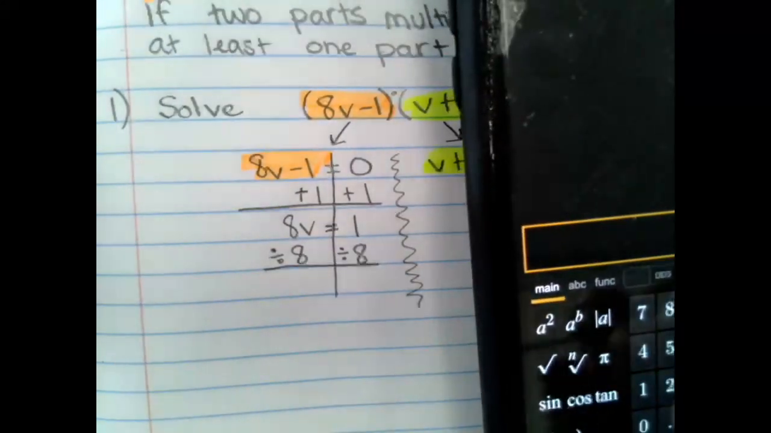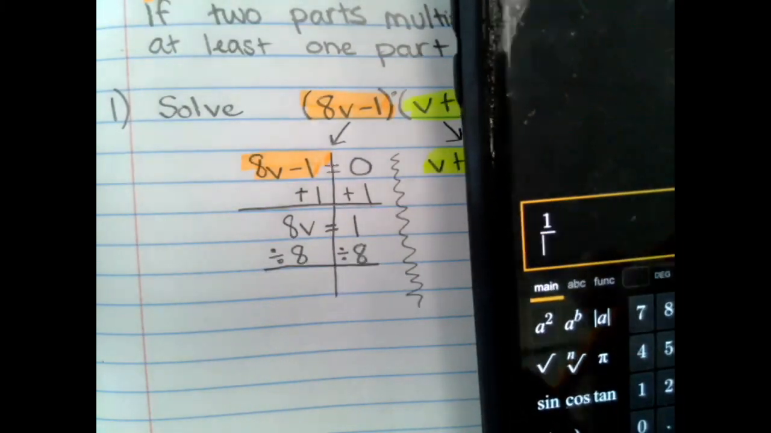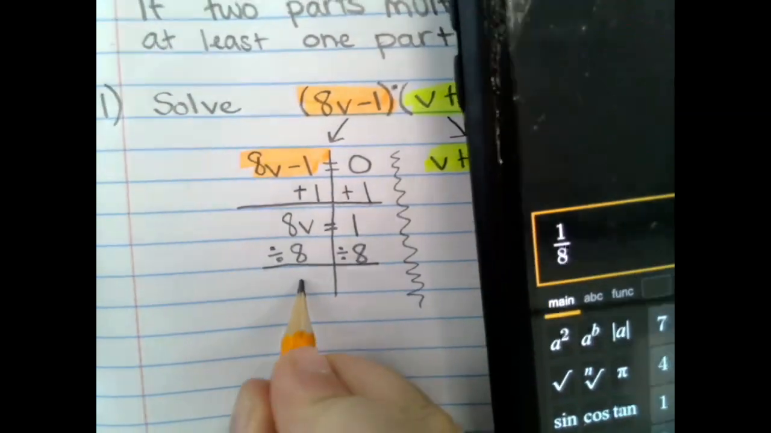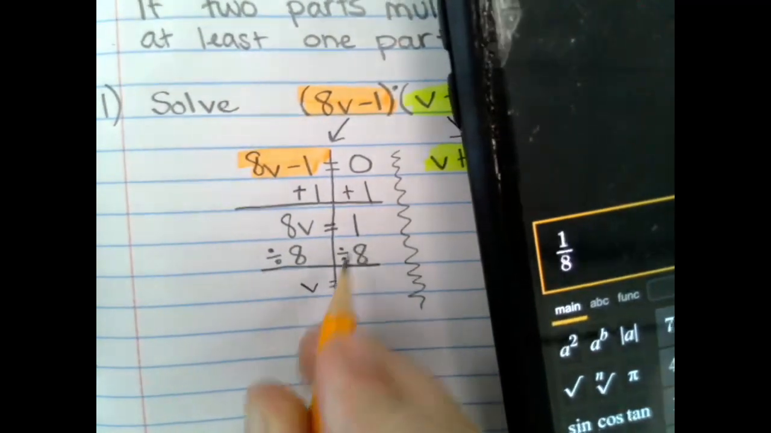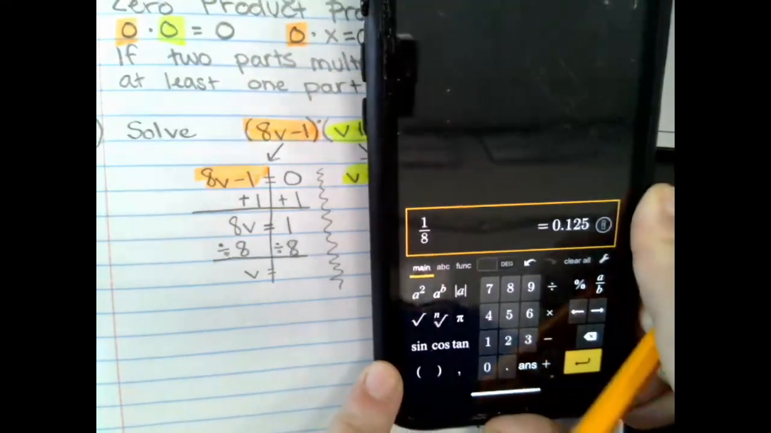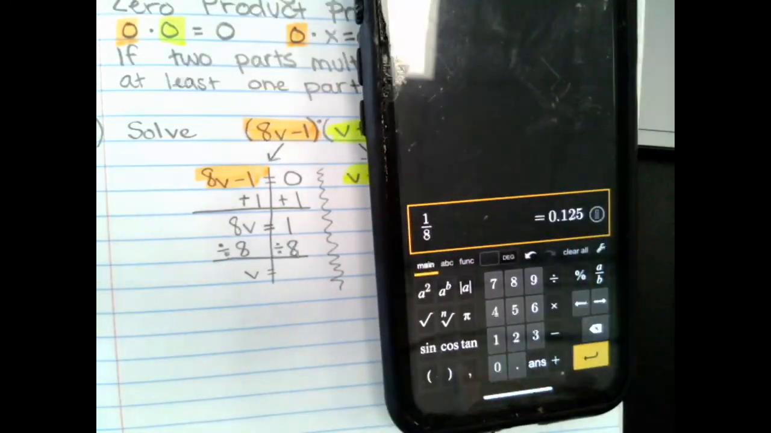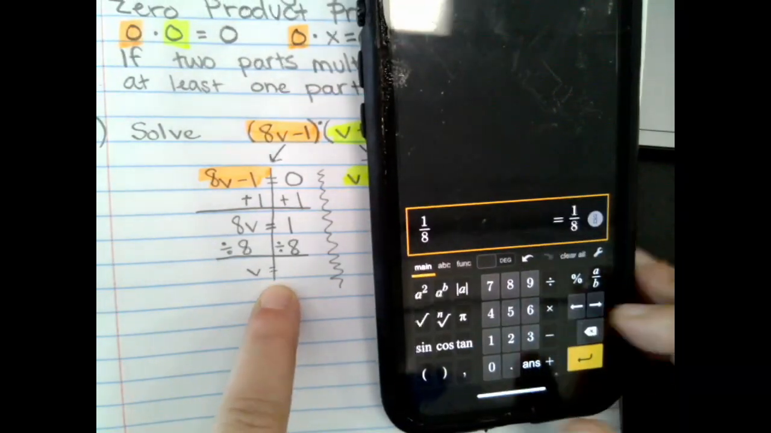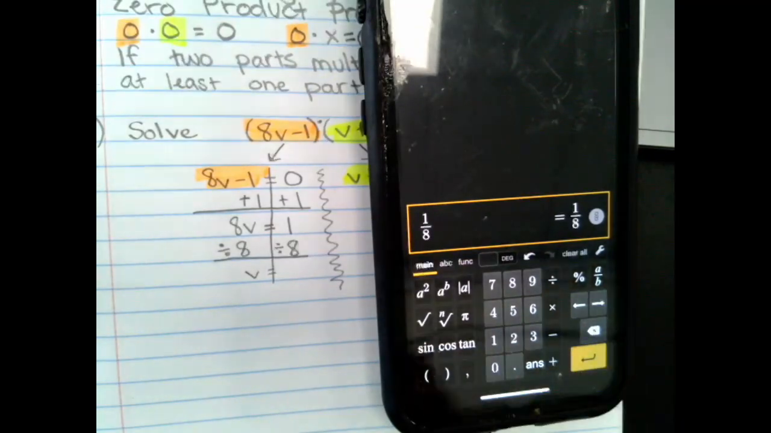All right, if I do 1 divided by 8 in my calculator, sorry, on the left side we get v. And then on the right side, we have to do 1 divided by 8. We get a handy-dandy decimal. Someone in the math universe said for these types of problems, we want our answers to be fractions. So we're going to leave it as 1 over 8.